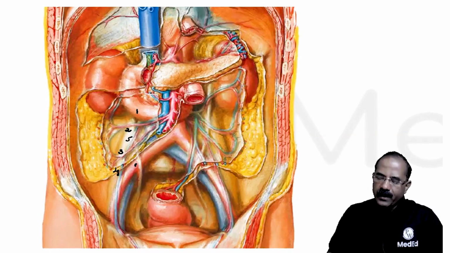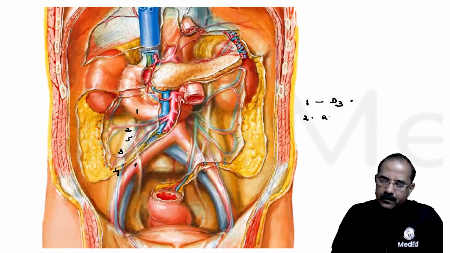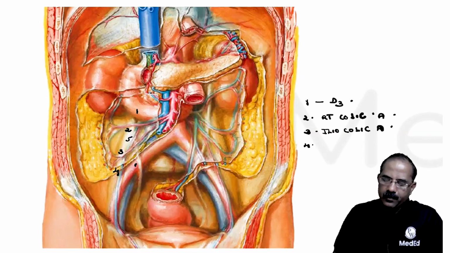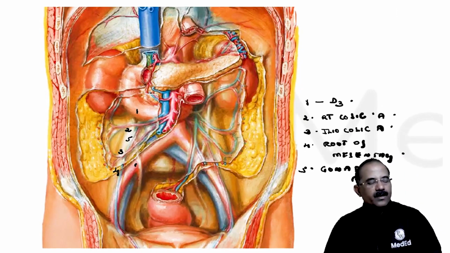Can anyone tell me what is 1? Structures crossing the right ureter. Number 1 is the third part of duodenum. Number 2, right colic artery. Number 3, ileocolic artery. Number 4, root of mesentery. Number 5, gonadal artery.